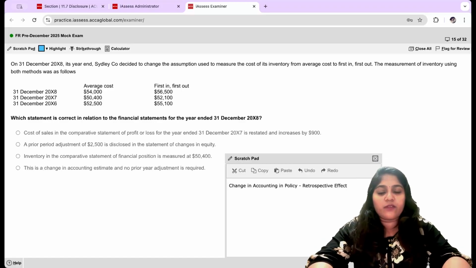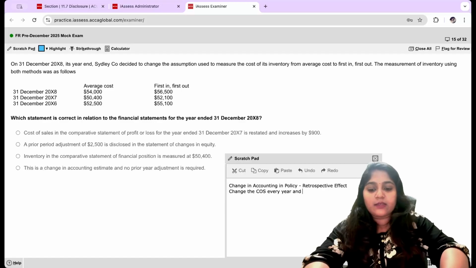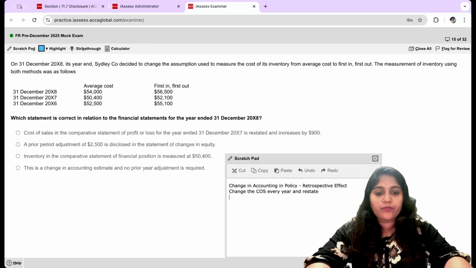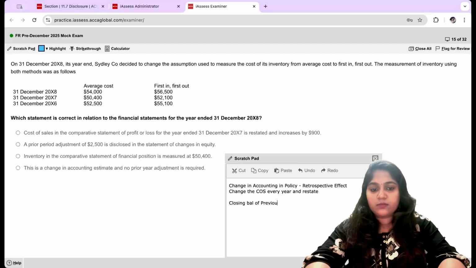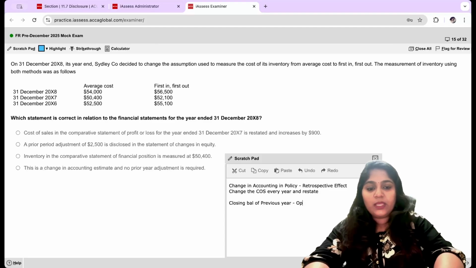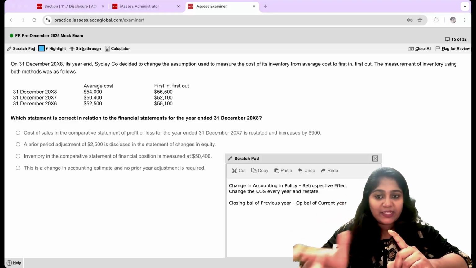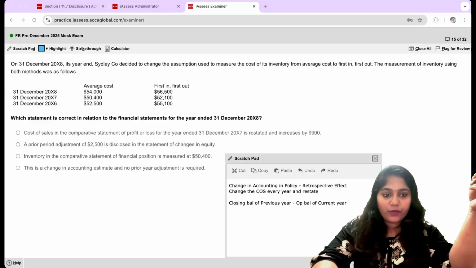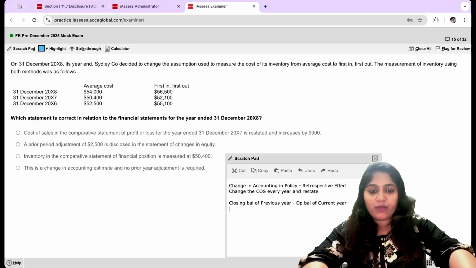What kind of retrospective effect I'll have to do? Change the cost of sales every single year and restate it. That's what I have to do. Now, I need to know closing balance of previous year is opening balance of current year. That at least I should know. Okay, now read it. At 31st December X6, it was supposed to be 52,500, but it is actually 55,100. I have to increase it to 55,100.